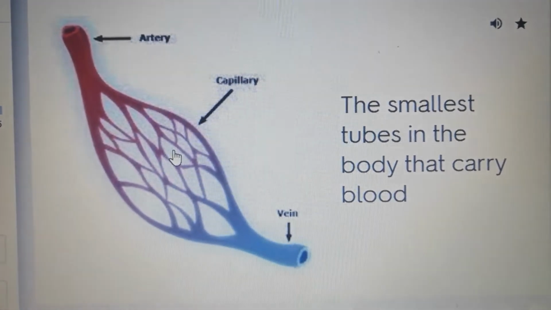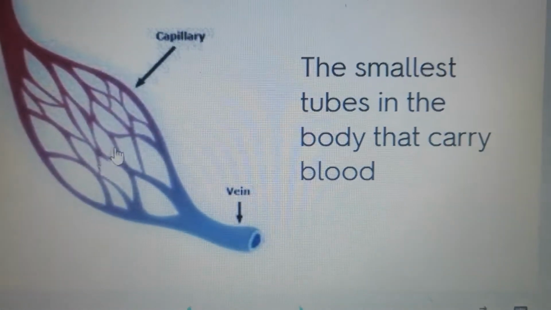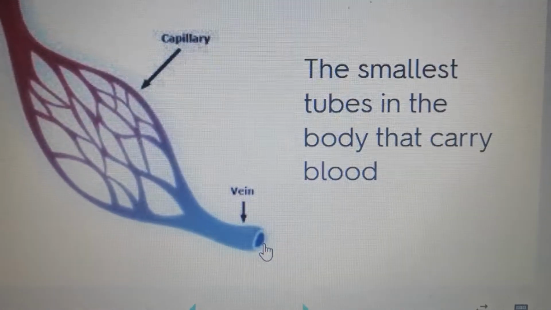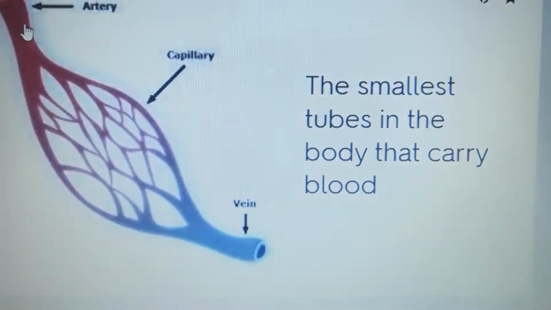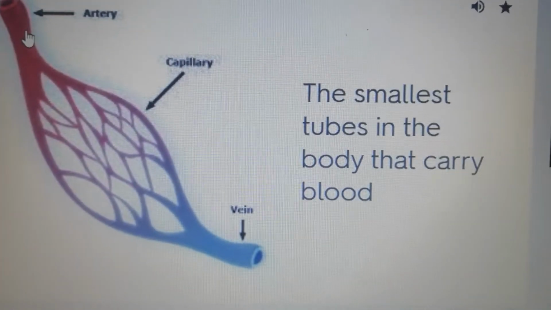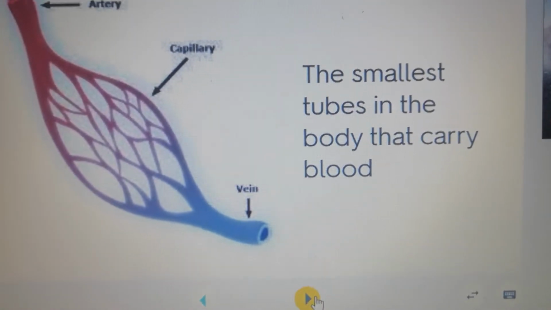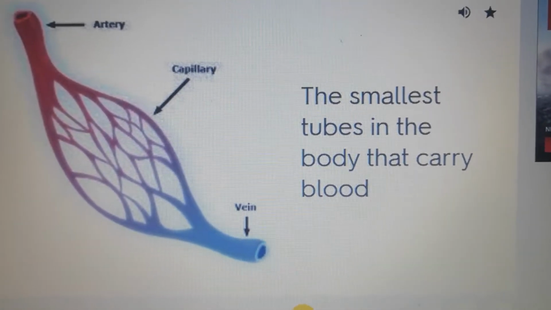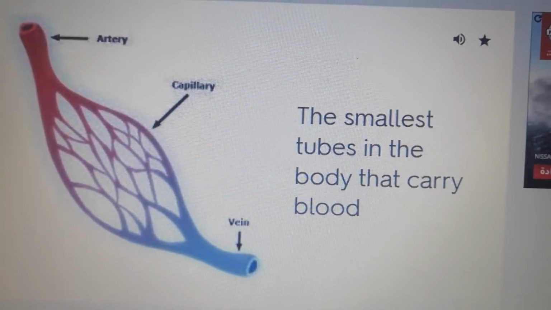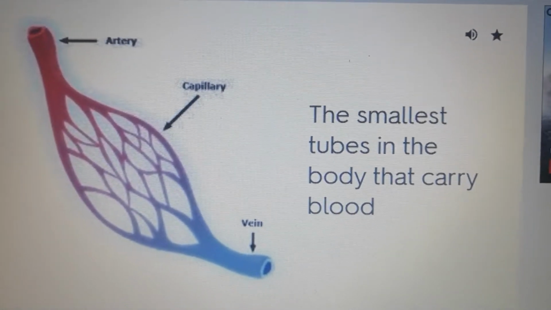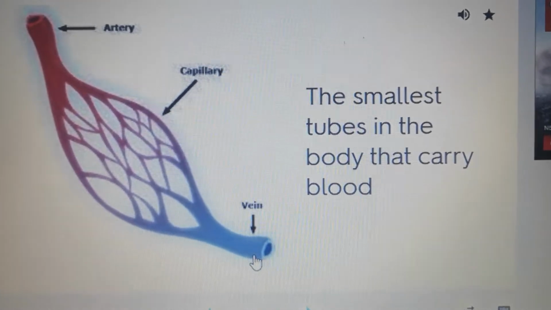Look at this picture. If you see this vein, and the other one on the other side is the artery, and this one is the capillary. For example, a capillary is smaller than an artery or a vein. So capillaries are smaller than arteries and veins.